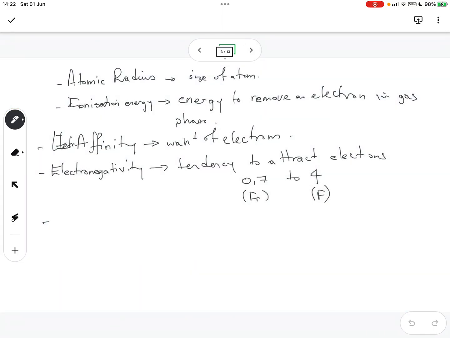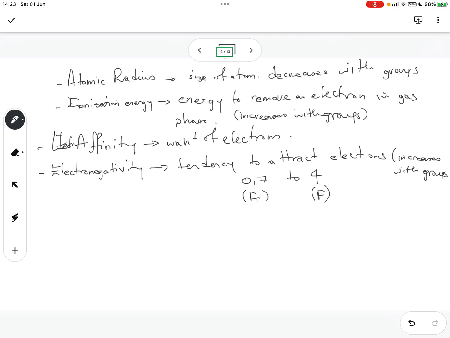And then lastly, those concepts that we spoke of, ionization energy, electronegativity. So this one, electronegativity increases with groups. The ionization energy increases with the group. And atomic radius, which is the size of an atom, really, I'll just erase this here. So this one decreases with the groups.